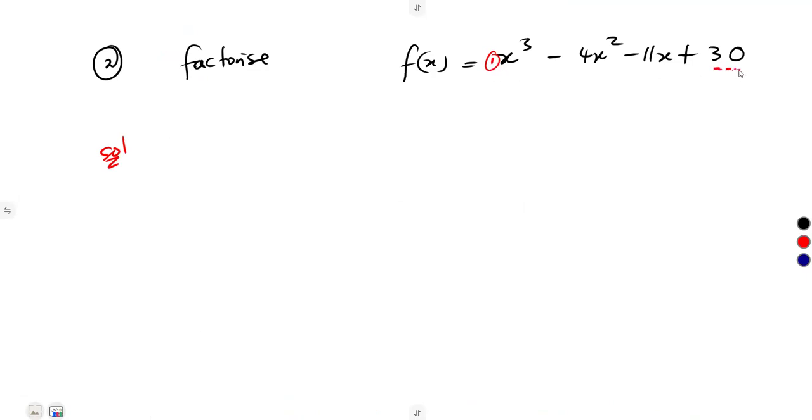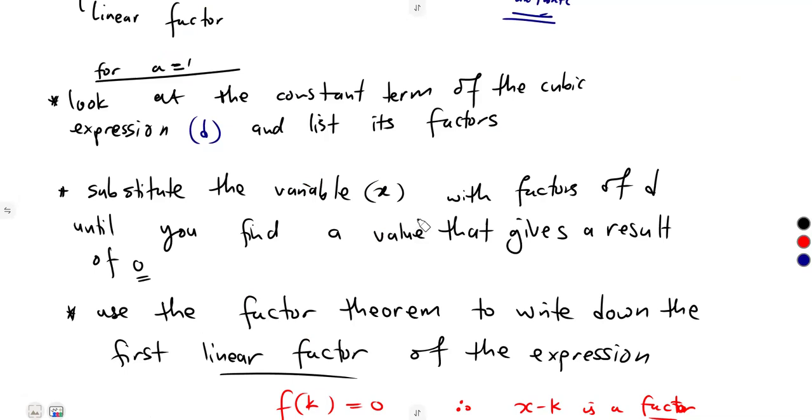The constant, which is what? Positive 30. So you consider factors of what? Factors of 30. Plus or minus 1, plus or minus 2, plus or minus 3. So guys, there are so many factors. List those factors. Then try those factors. Which one is going to give us a 0? Of these, there are so many, up to the last one.